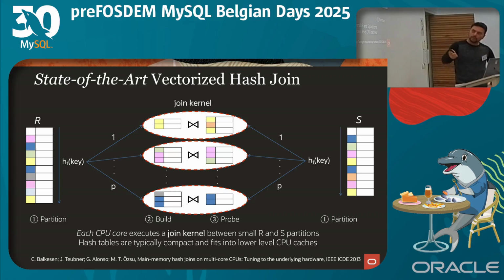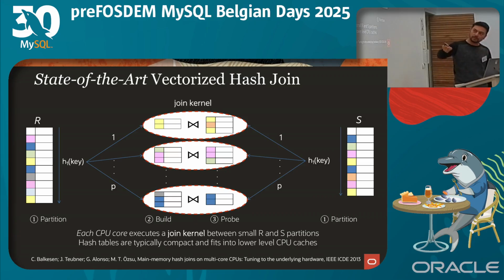I want to go a little bit deeper here in terms of the algorithms. Many of you probably know the hash join from the textbook, right? Hash join, supposedly a very simple algorithm. You build a hash table on one of the relations and then just probe it with the other side. But this is really the textbook one. Now, what do we do differently in HeatWave?